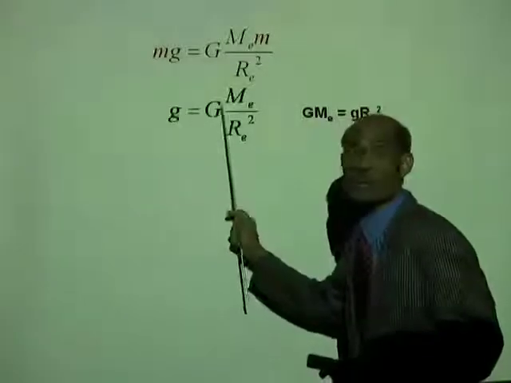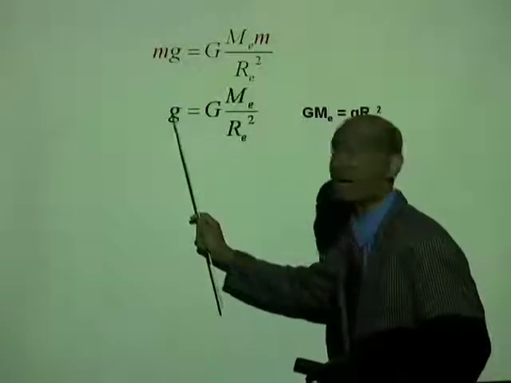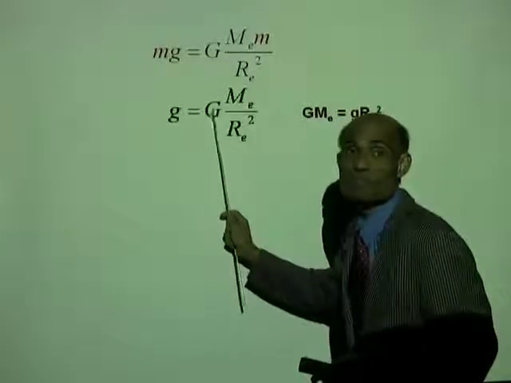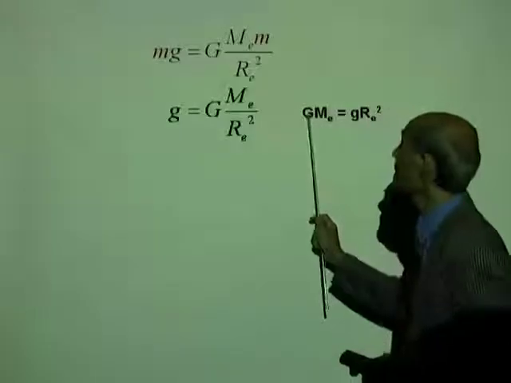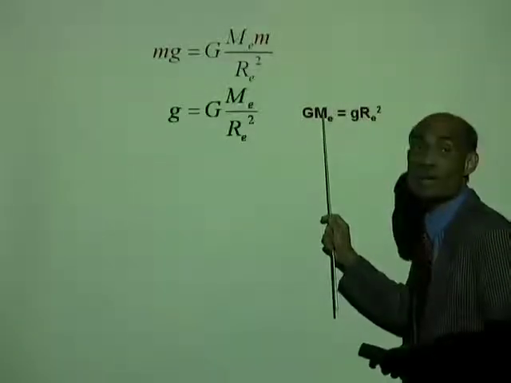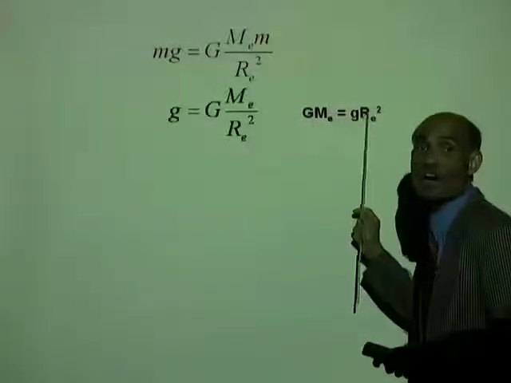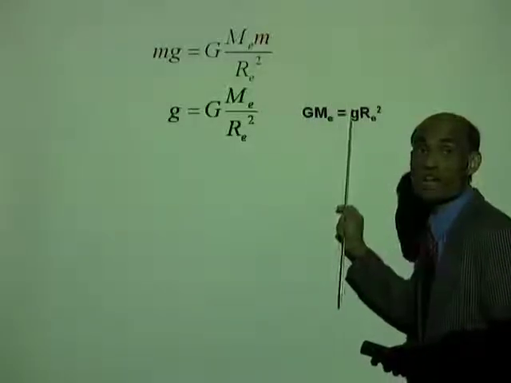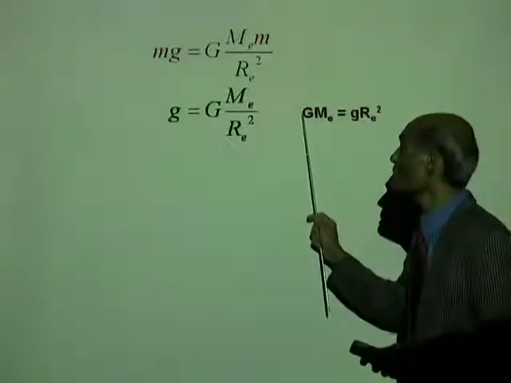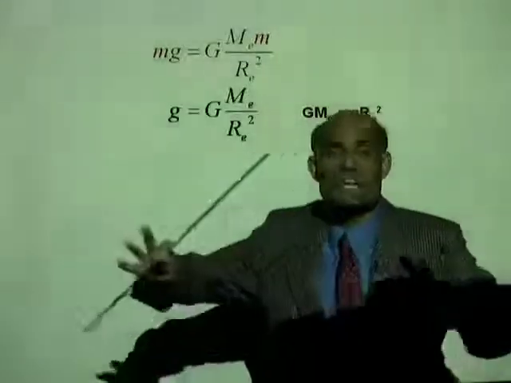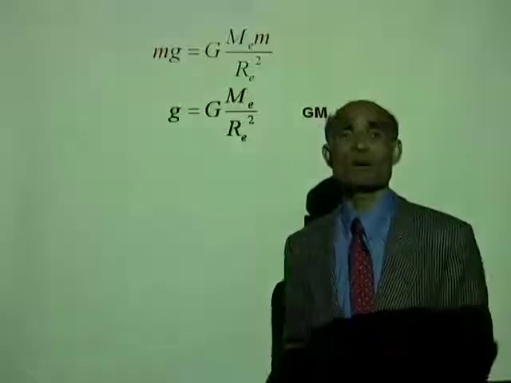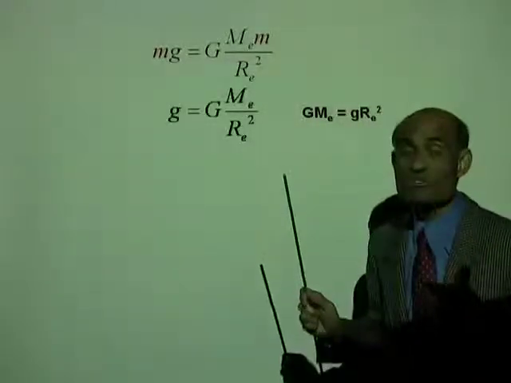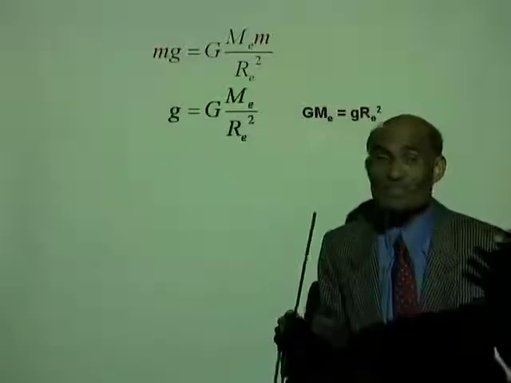Okay, now this can be written, cross multiply, as g R_E squared equals big G times M_E. Big G times M_E equals g R_E squared. Alright, don't confuse between the big G and the small g. The big G is a constant, it doesn't change no matter where you are. But the small g is the acceleration due to gravity, which actually varies.